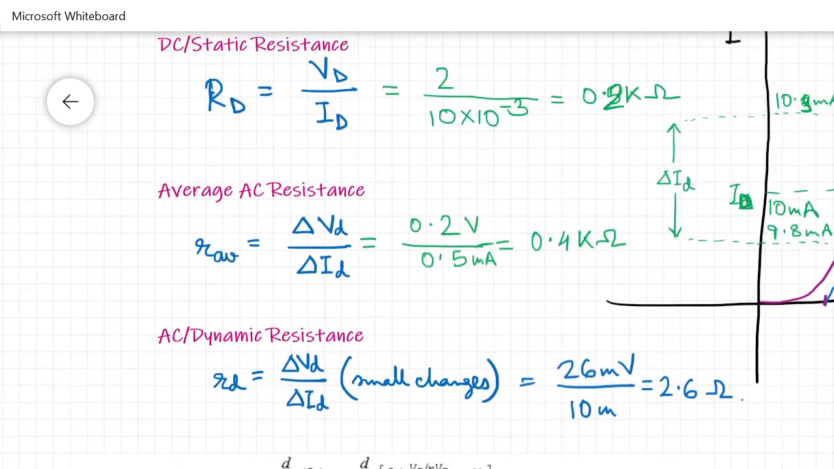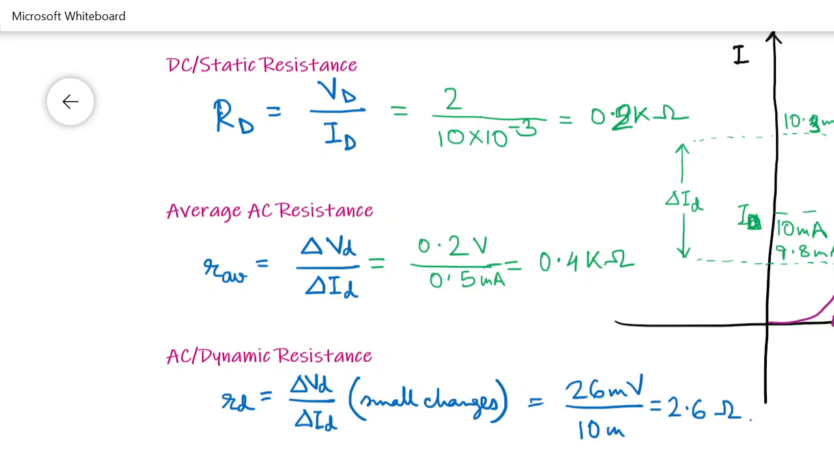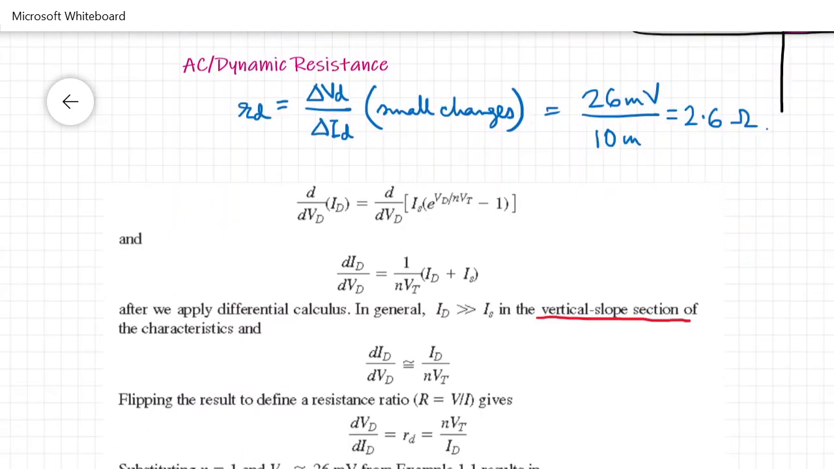So this is about the different resistances. You can calculate these resistances if you know the Vd, Id values, or the delta Vd and delta Id. You can know that from the graph if you are given an operating point, or later on you would be able to calculate these Vd, Id, etc. from a circuit itself, and then also calculate these resistances.